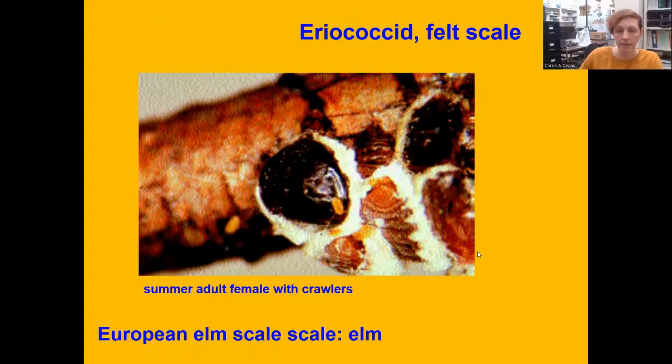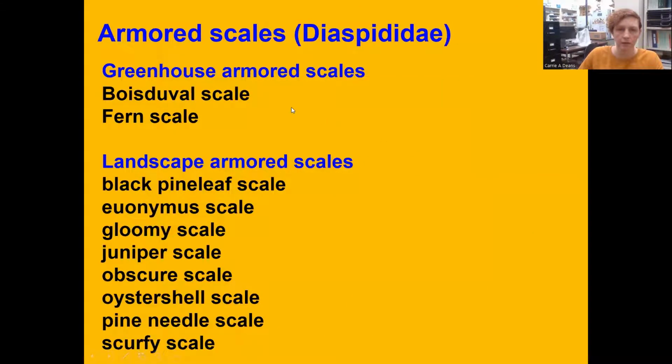And so scales, soft scales anyway, feed on the phloem of the plant. And so they can secrete honeydew, which is also typical of aphids, which can cause additional issues on the plant, such as mold growth and things like that. So those were the soft scales.